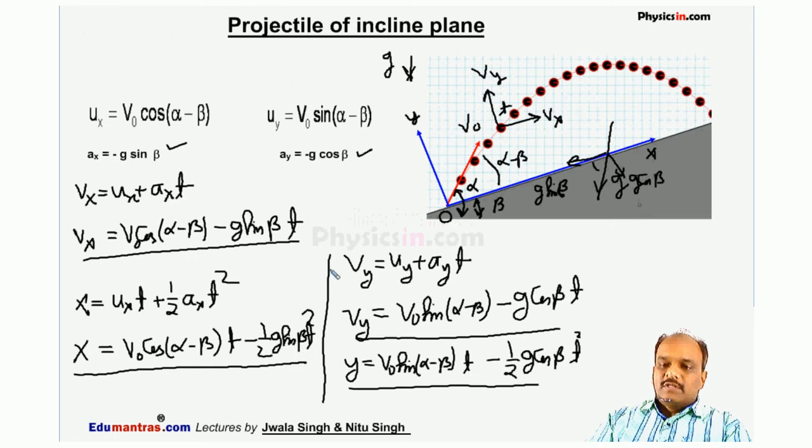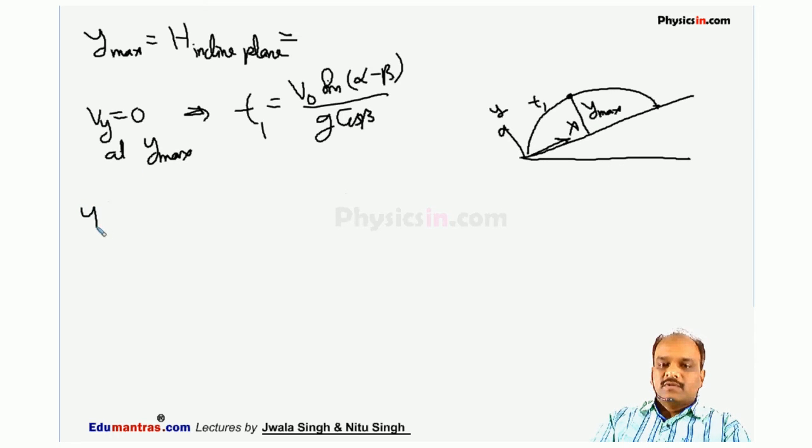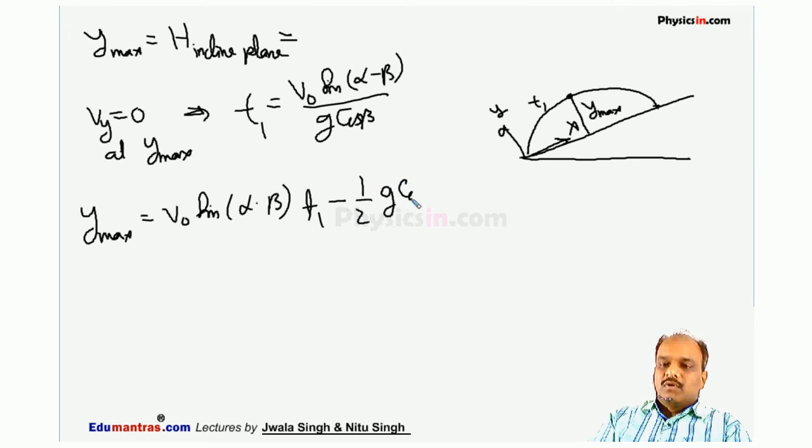In the same way, if I substitute the value of this t in this expression y, I will get the maximum value of y. So y max is equal to V naught sine alpha minus beta into t1 minus half g cos beta into t1 square. If I substitute the value of t1, V naught sine alpha minus beta divided by g cos beta here, it will give me y max.